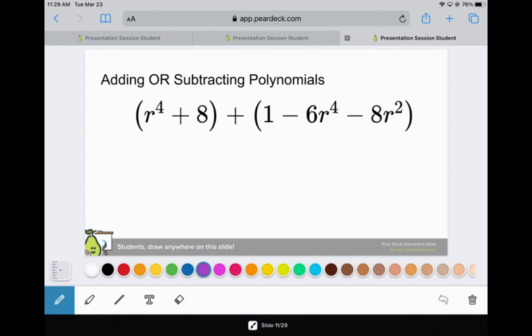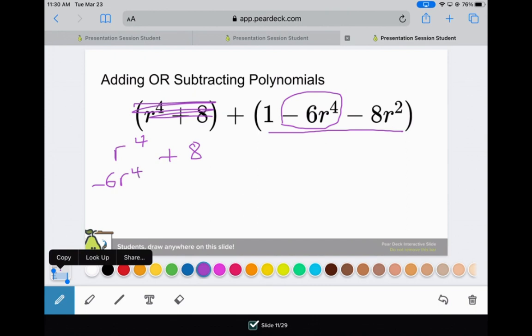All right, so for this one, we're going to talk about adding or subtracting polynomials. If I look at this one, I'm going to line this up: r to the 4th power plus 8. So I'm doing my first parenthesis, and then I will do the second one. Okay, I'm going to line them up. So here's the thing. r to the 4th is this one, so that's going to be negative 6r to the 4th power. Then look at this one is a constant, so it's right below the 8. The only thing extra is the r squared, a r to the second power.